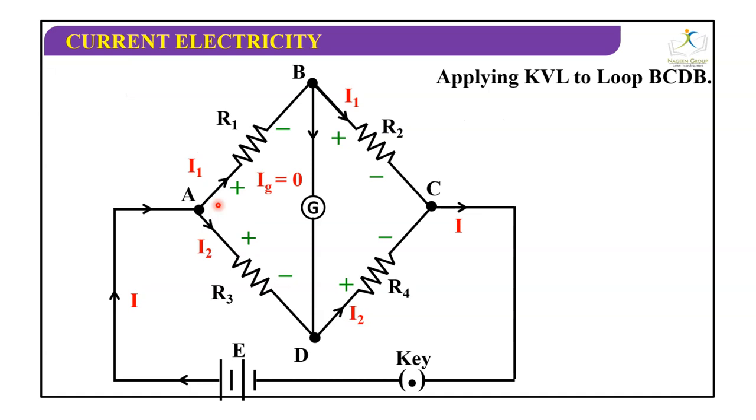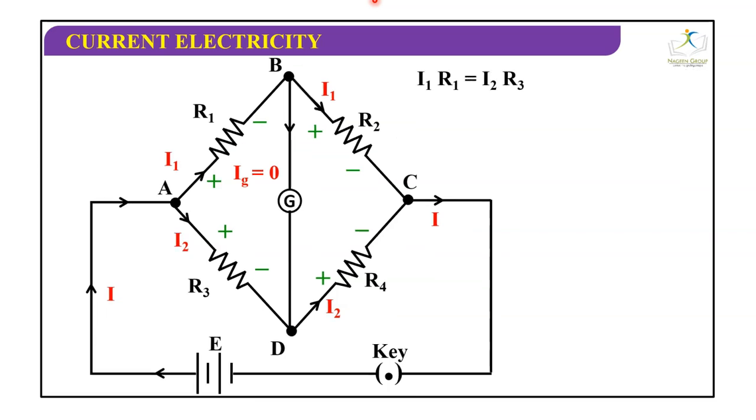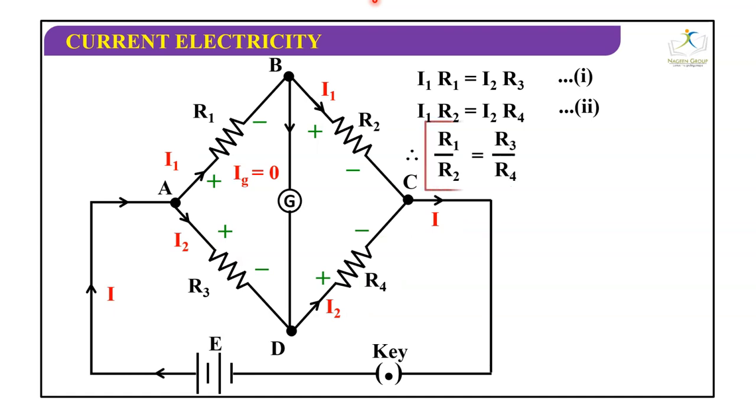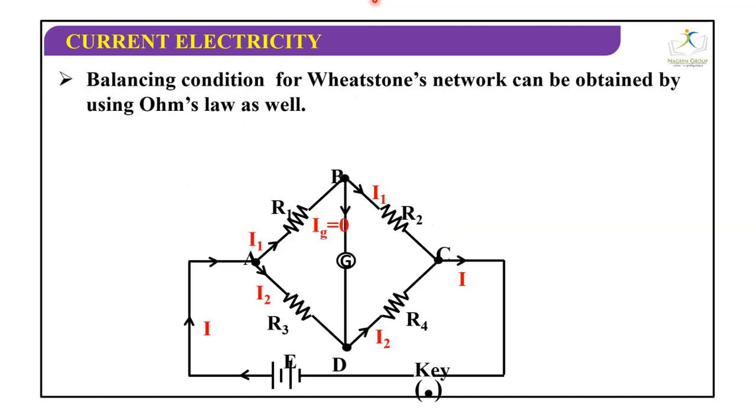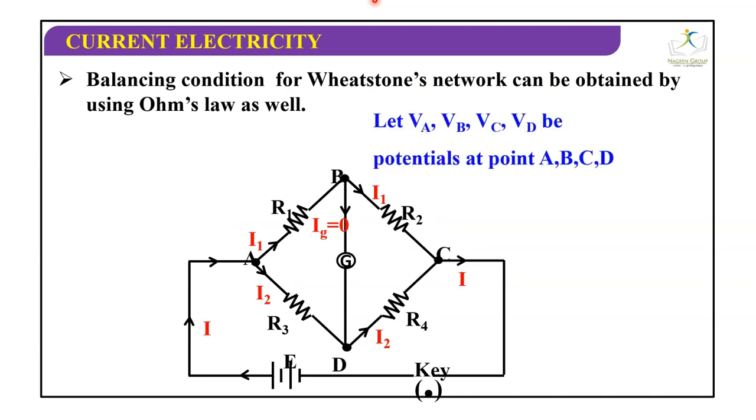Applying KVL in the other loop, which is BCDB: in the same direction again, minus I1 R2, opposite direction, plus I2 R4 is equal to 0. From equations first and second, we can say that R1 by R2 is equal to R3 by R4. So the balancing condition of a Wheatstone network can be obtained by using Ohm's law as well.